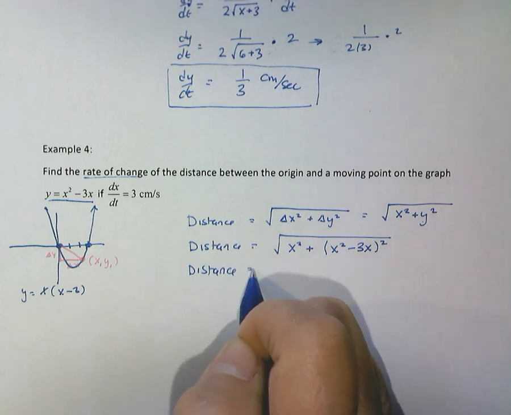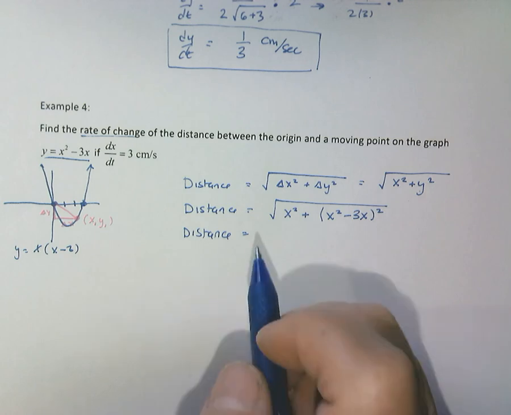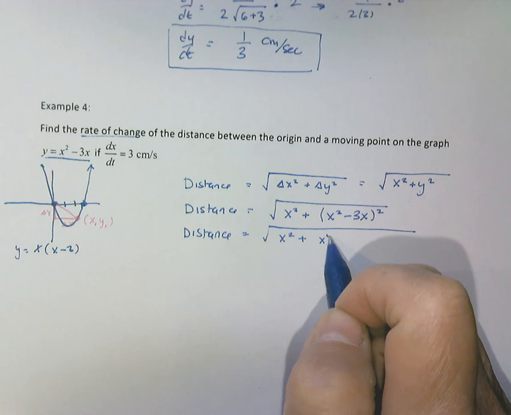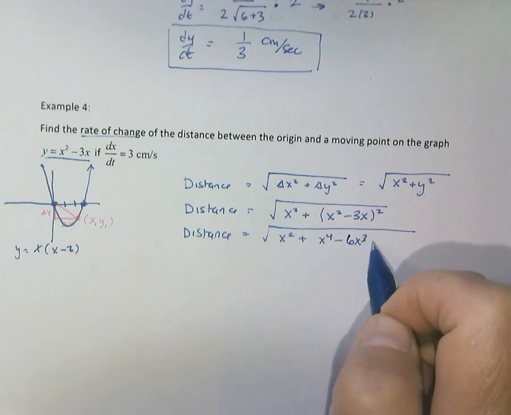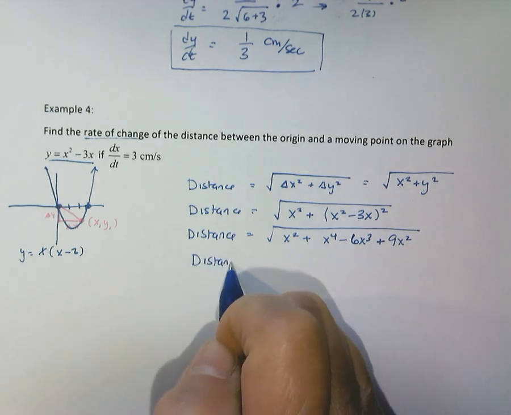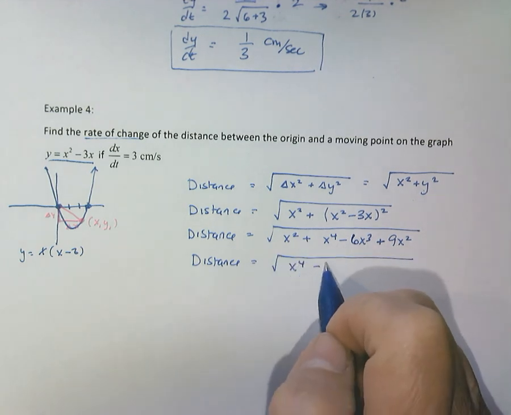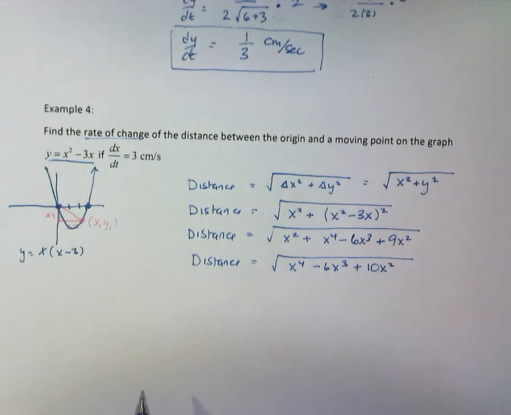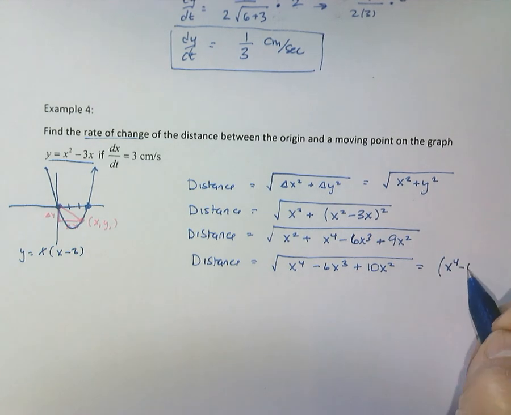I think this is one of the reasons students don't like this problem. There's a lot going on. You get lost in what you're doing and forget what you're trying to accomplish. So x squared plus x to the 4th minus 6x cubed plus 9x squared. So my distance is going to be the square root of x to the 4th minus 6x cubed plus 10x squared. And I'm just going to rewrite this as a rational exponent.